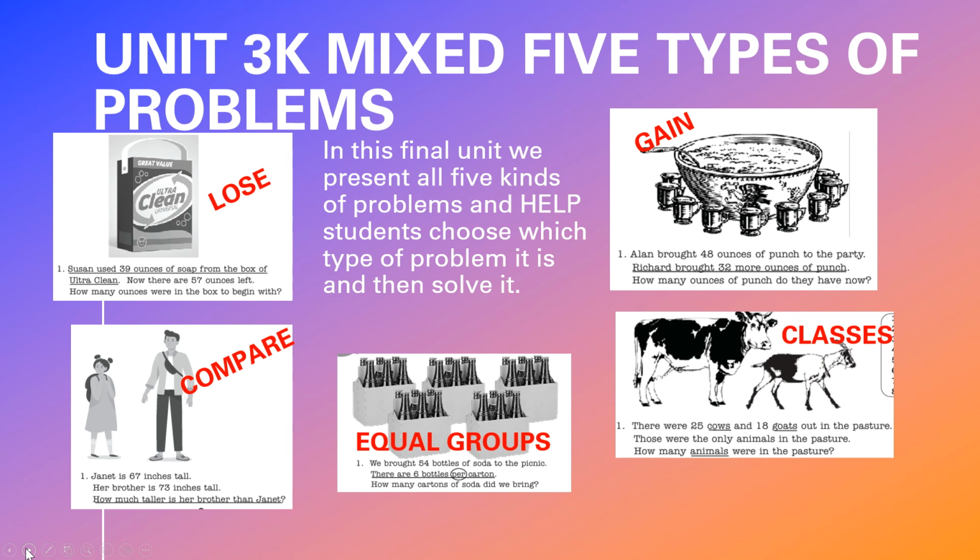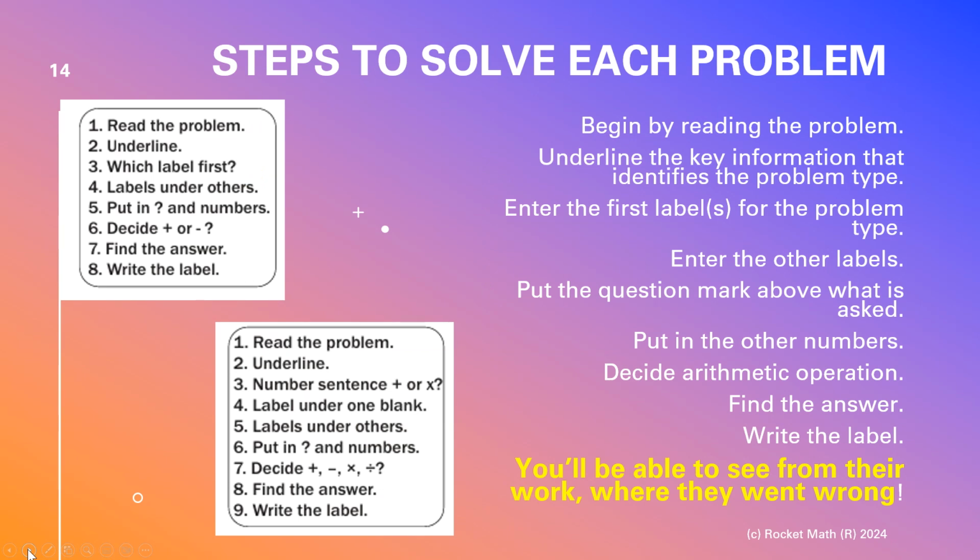Once the problem is understood and correctly laid out, the final steps are always the same. You can see that by following these steps and these procedures, the solutions follow a distinct pattern. Students begin by reading the problem. Next, they underline the key information that identifies the problem type. Then they enter the labels. Next, they put the question mark over the variable that's in the question. Next, they enter the known quantities. Then they decide the arithmetic operation and use it to find the answer and label it.